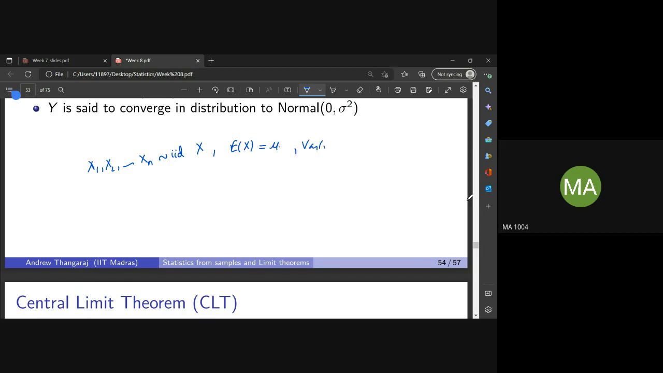So if the variance of x is sigma square, then what we say is your sample mean, x bar minus mu upon sigma upon root n, is normal with mean zero and variance one. Ma'am, I have a doubt: x bar minus mu, mu is a mean, and x bar is also a mean of the sample, right? X bar is the sample mean.